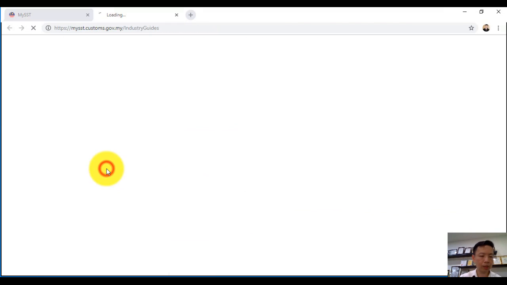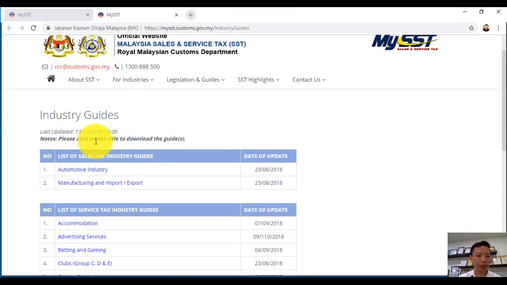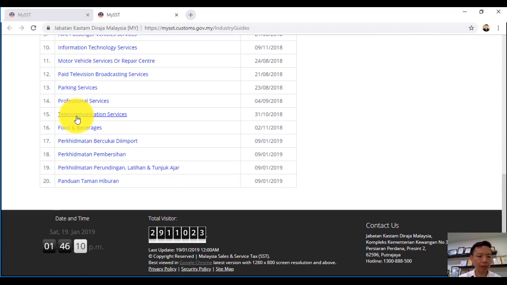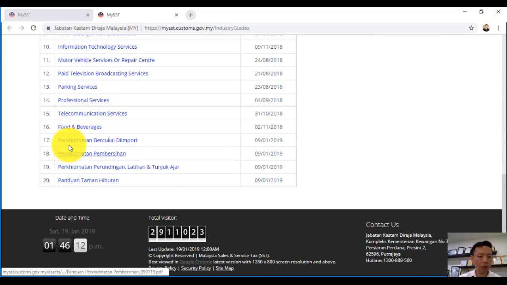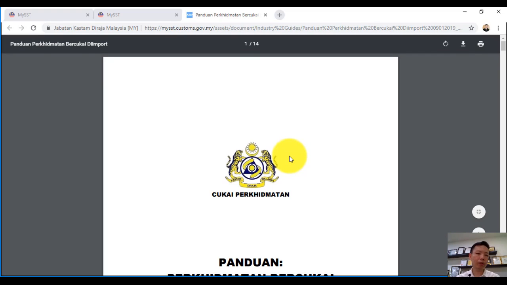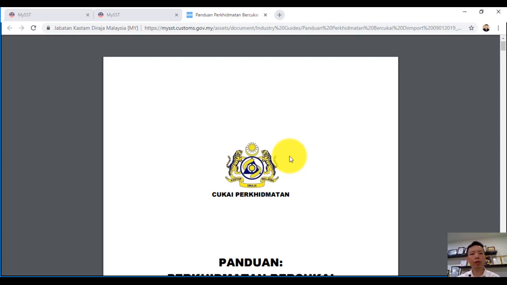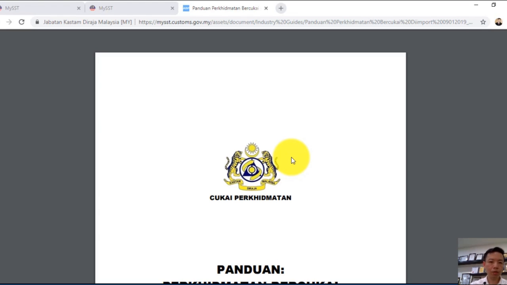Click in, then scroll down and you can find something called Perkhidmatan Bercukai Diimport. This is taxable importation of taxable service. Go in. What we want to discuss today is based on this. Of course, we can go to the Act and things like that, but that is very difficult to understand. This is very easy to understand and very practical. I'll make it bigger so you can see clearly.